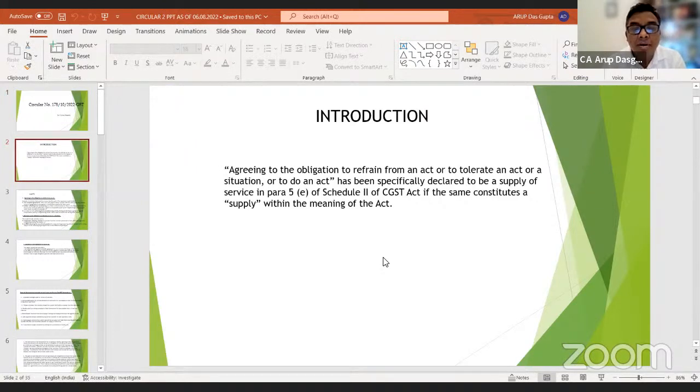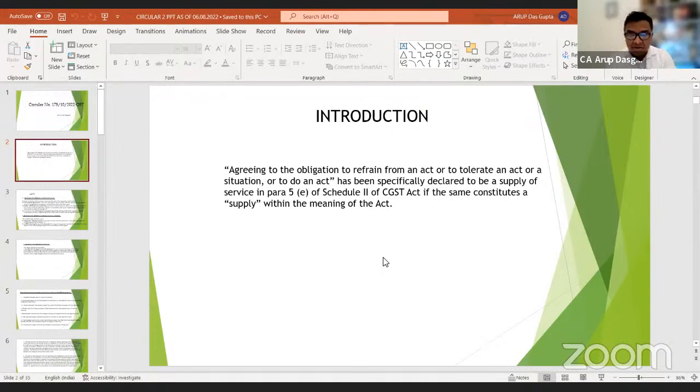So, where did the problem start from? Agreeing to the obligation to refrain from an act, or to tolerate an act or a situation, or to do an act. This was declared as a part of the supply definition.